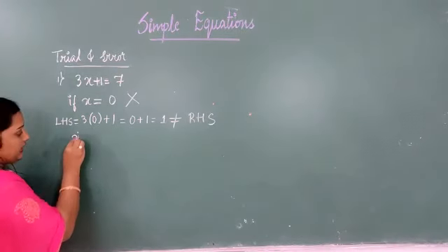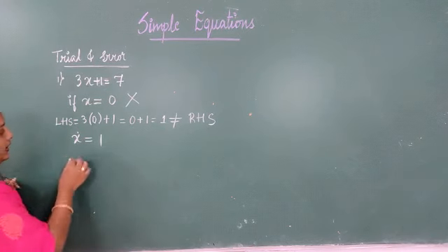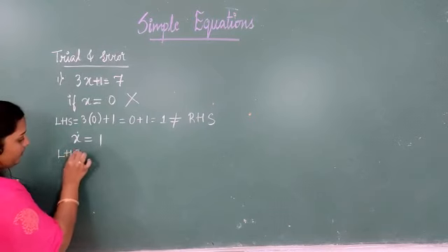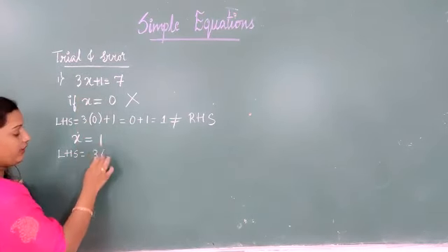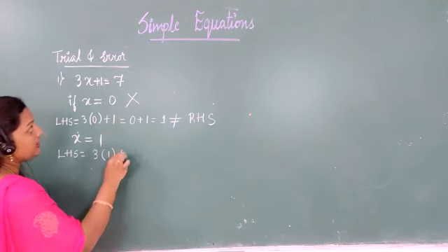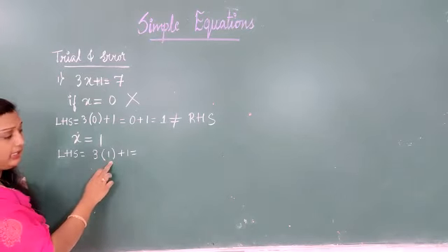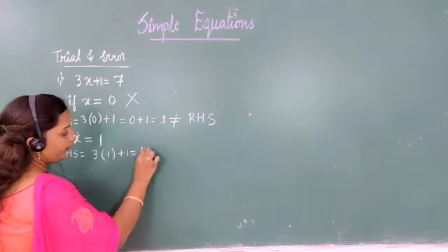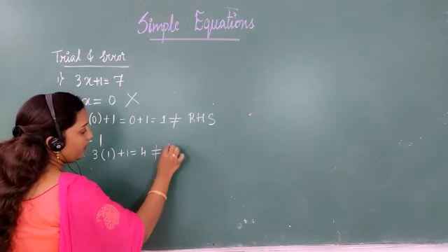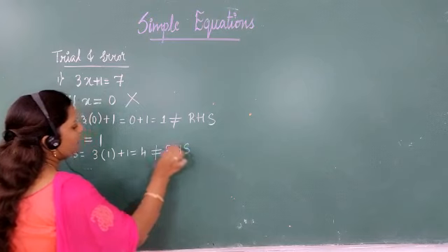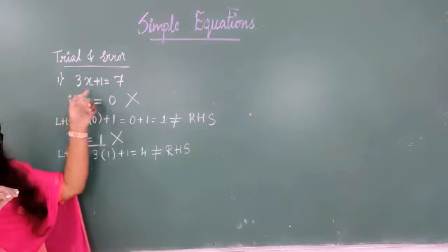I will check for x is equals to 1. So if x is equals to 1, let us see. LHS is equals to 3 into, in place of x I have to write 1 plus 1 is equals to 3 into 1, 3, 3 plus 1, 4. Is it equal to 7? No, right? So 4 is not equal to RHS. So x is equals to 1 is also not the solution of this equation.